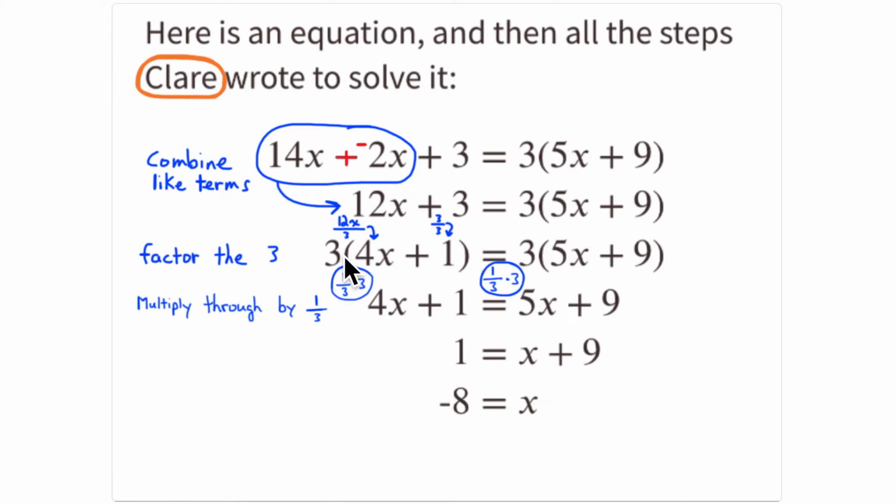All right, so Claire decided, gee, I have 3 groups of each of these things on each side. I can multiply through by 1/3. I can look at just one of these 3 groups. If you multiply by 1/3, that's taking one of the 3 groups. So 1/3 of 3 is 1. Now I'm just going to look at 4x plus 1, and I know that has to equal 5x plus 9, because I have 3 groups of each of these things, and they're all equal. So one group has to equal one group on the other side.